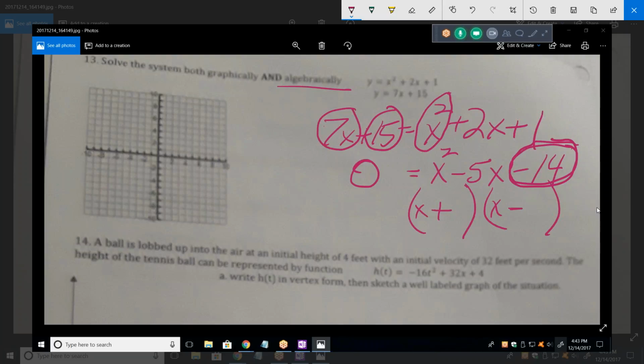So factors of 14 that do what? Add to 5. Or subtract, because of that right there. If that was a plus, then it would be correct. They would have to add to whatever this number is. But as long as this is a minus, then factors of 14 have to subtract to 5. Not the negative 5, to 5. So give me factors of 14 that subtract to 5.